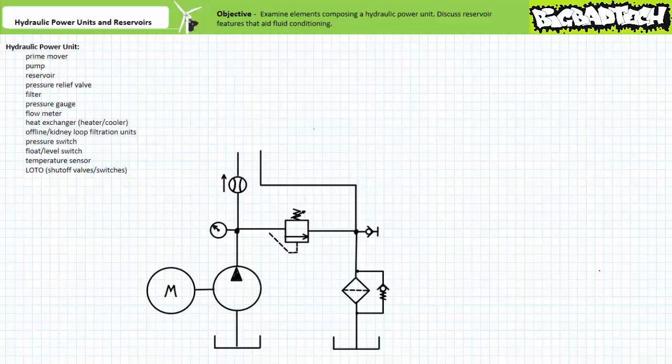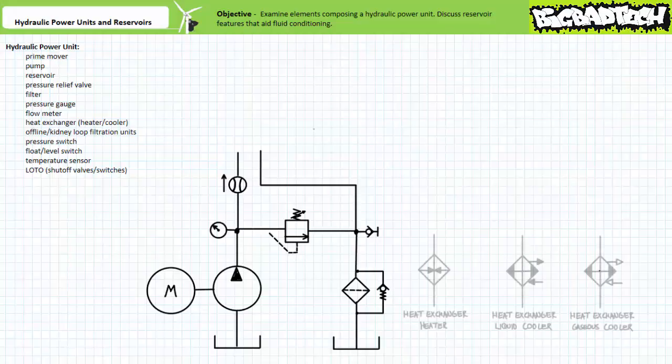Hydraulic power units may also include some additional bonus features like heat exchangers and offline or kidney loop filtration units. Heat exchangers like heaters and coolers can be used to condition fluid operated in extreme environmental conditions. A heater can be used to ensure that oil remains within a given viscosity range when operated in a cold environment. A cooler, in contrast, can be used to ensure oil does not thermally degrade.